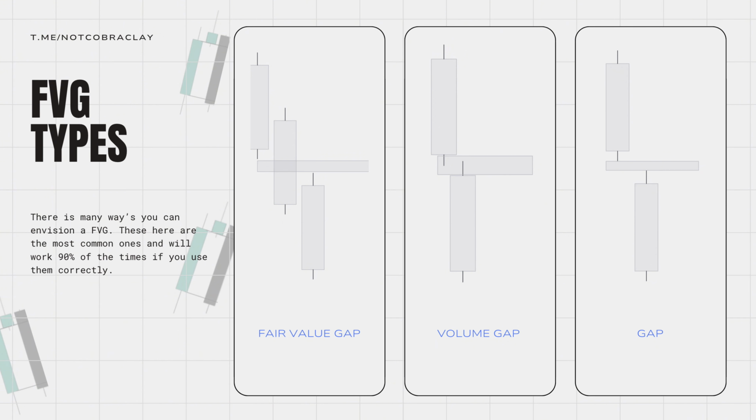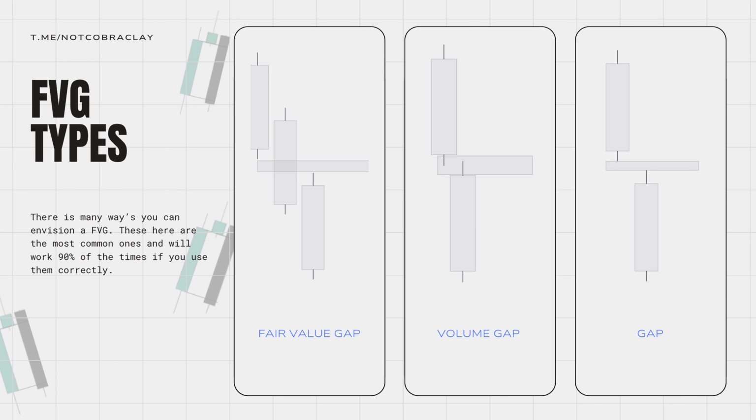There are many ways you can envision a fair value gap, also with just wicks or smaller ones or IFVGs. These here are the most common ones and will work 90% of the time if you use them correctly. So I want you to combine these with market structure and internal, external liquidity. Liquidity is the key factor here, and also the continuation trend in fair value gaps.